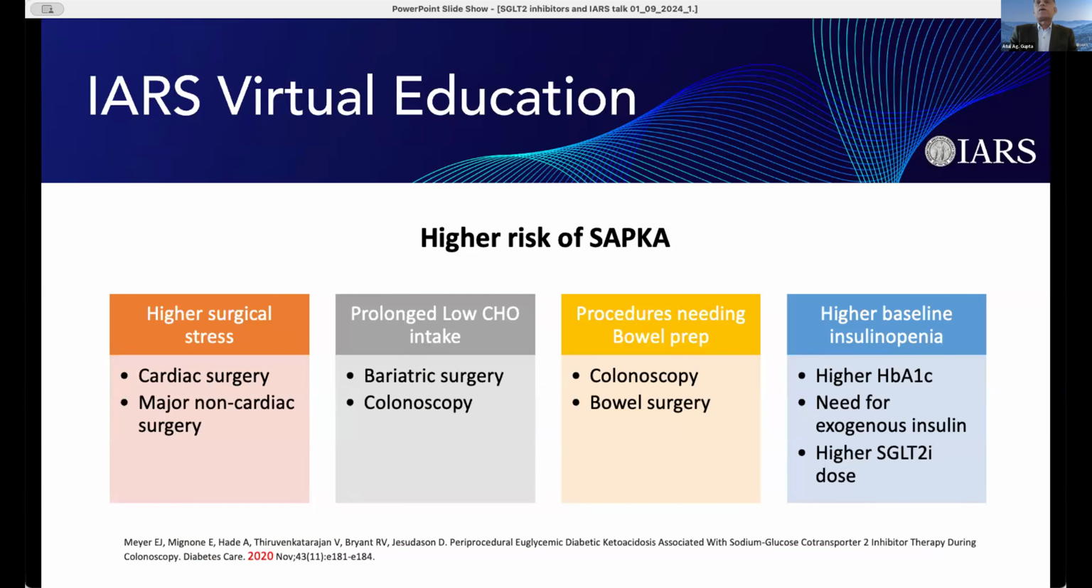So high risk of SAPCA, as you can imagine, will be in surgeries which have higher surgical stress, like cardiac surgery; a prolonged low carbohydrate intake, like bariatric surgery; or procedures which need bowel prep, because that combines hypovolemia with low carbohydrate intake, like colonoscopy and bowel surgery; and higher baseline insulinopenia, because obviously we are talking about impaired insulin-glucagon ratio. So patients who have higher hemoglobin A1C levels, patients who need exogenous insulin, or a baseline higher need for SGLT2 inhibitor dose have a higher risk of SAPCA. Next slide, please.